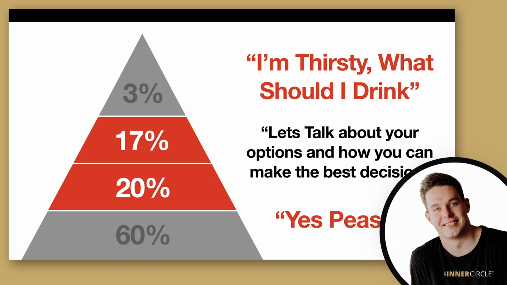The 17 and the 20%, these people kind of need more information, right? They need to have more of the puzzle made clear to them. And so these people are kind of saying, I'm thirsty, but what should I drink? And so your content and what you're giving to these people through your public platforms should be suggesting something like this. Hey, let's talk about your options and how we can make the best decision for you. Does that sound appealing? And they're going to say, yes, please.